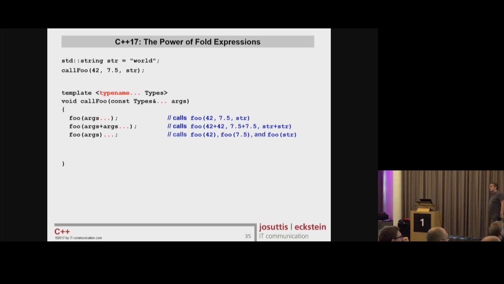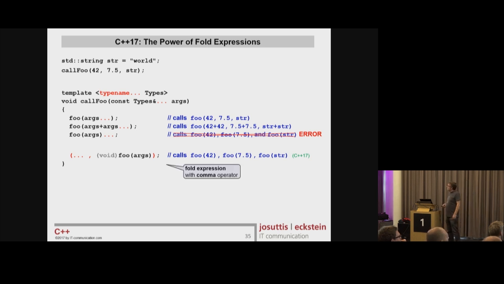However, what a lot of people tried out is, let's call foo for each argument. And the problem is, this does not compile. Can we do it now in C++17? Yes, you can. This is a way to do it. You use a fold expression, and you use it with a comma operator. So you create a sequence of comma-operated calls to call foo for each argument. And that's the way you can do it now.